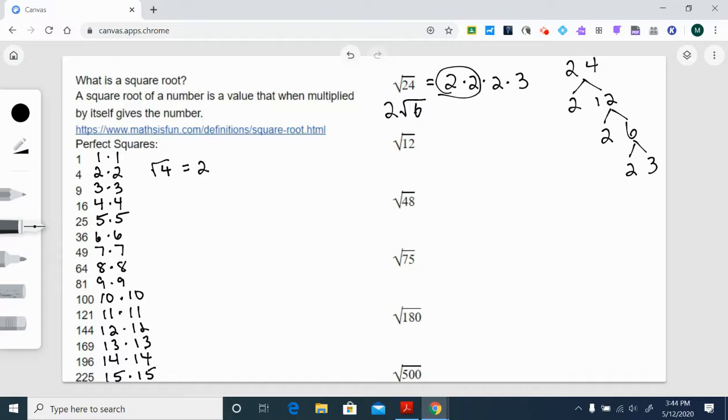The second one, we're going to do the same thing for 12. I'm going to do my prime factorization for 12. Again, you can do 2 and 6, or I'm going to do 4 and 3. And then 4 is just 2 and 2.